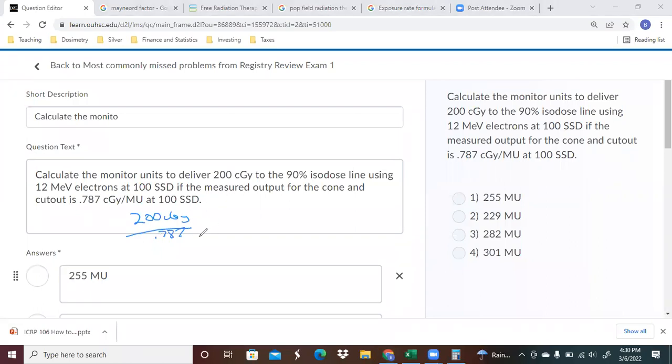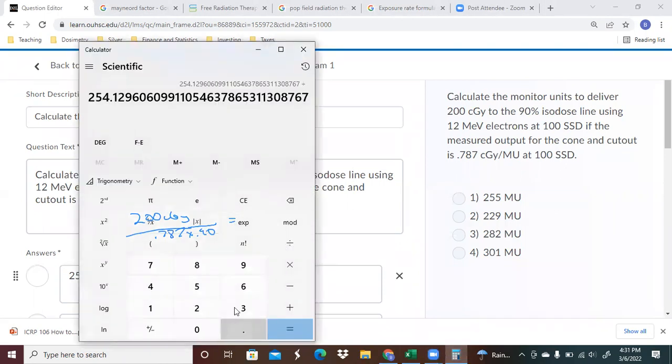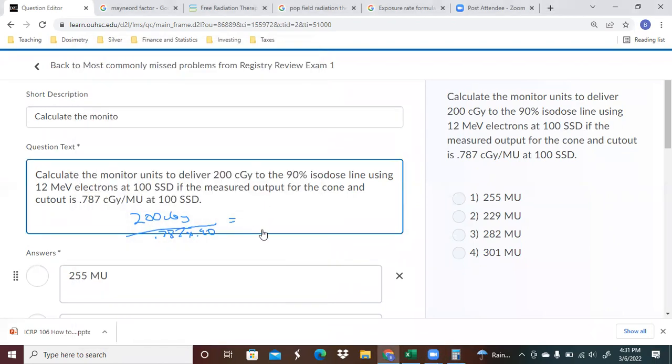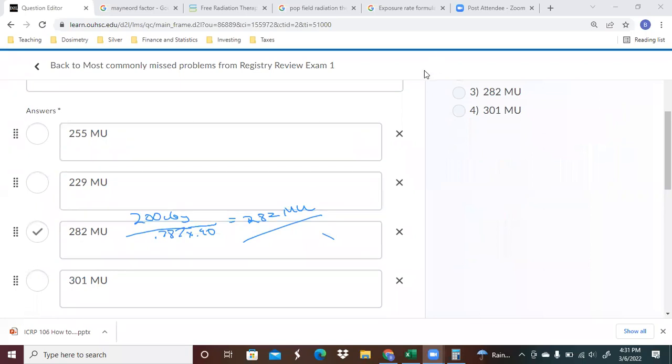So rather than just go with 0.787, we also have to multiply that by the isodose line, which is 0.9. So because of that, I have to divide this again by 0.9. That's where we get the 282. So I want you to be aware that that's what we have to do here. So 282 monitor units. That's where it comes from.